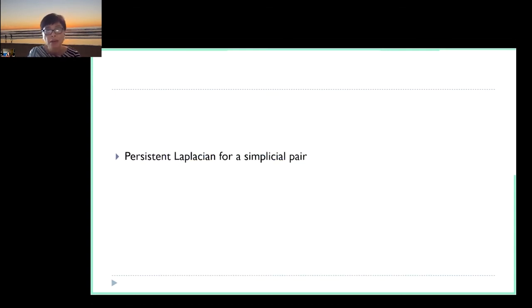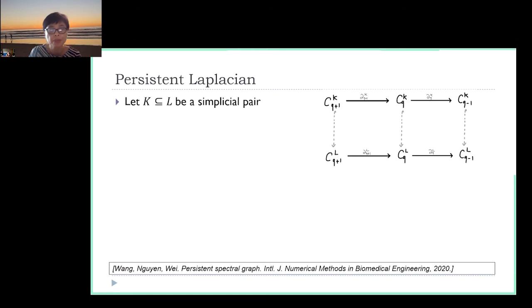All right, so now let's see how to extend this to a pair of simplicial complexes, the persistent version of Laplace. This was introduced earlier by Wang et al. Now we're given a pair of simplicial complexes K included in L. We call this a simplicial pair. For each complex, the top and the bottom row indicate each of the complexes, and connecting them, we also have the inclusion map.